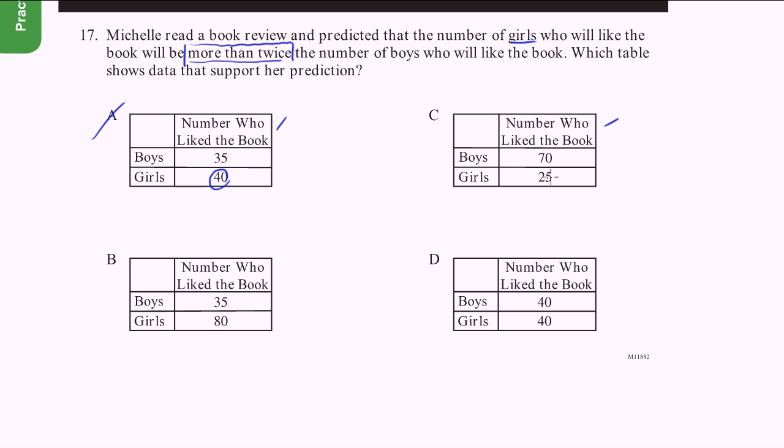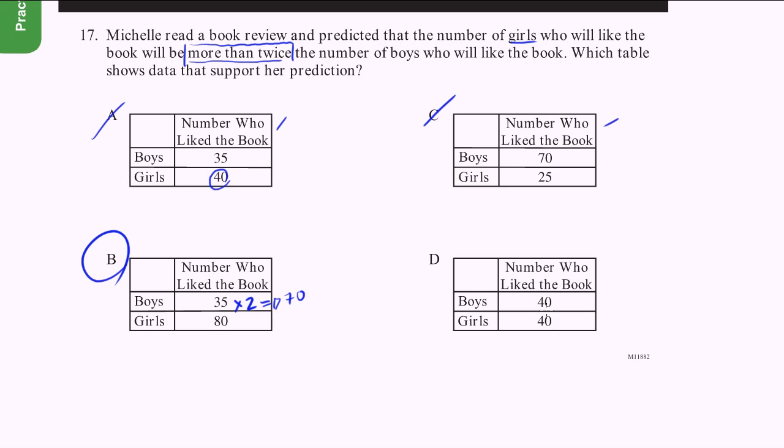Let's just go here. Here the boys are more than the girls, which definitely isn't going to be the case. We need a situation where the girls are more than twice the number of boys. So that's not our situation because the girls are actually smaller than the boys here. Here we have 35 boys. If you multiply that by 2, you would get 70. So twice the boys is 70. And we see that the girls at 80 are more than twice the boys at 70. So that is our choice. The girls are more than twice the boys.